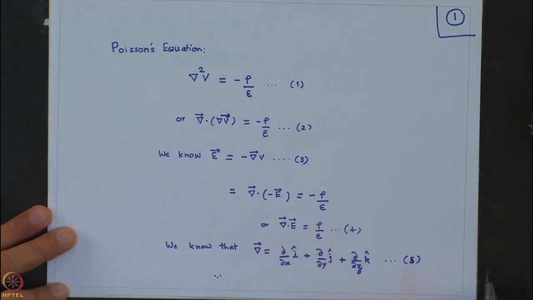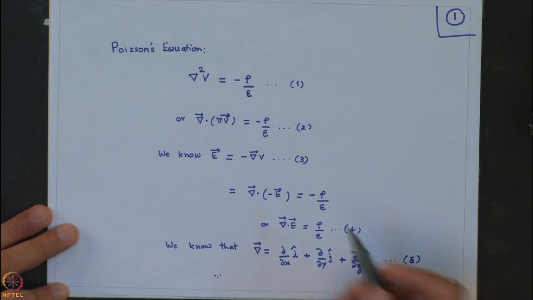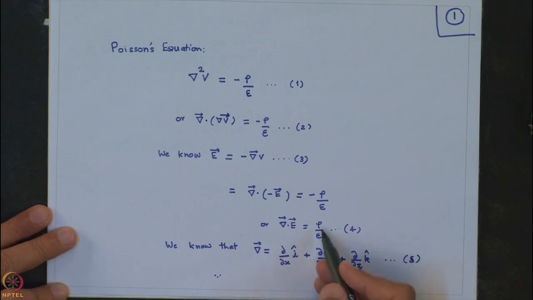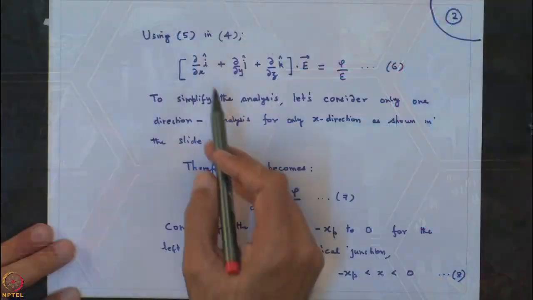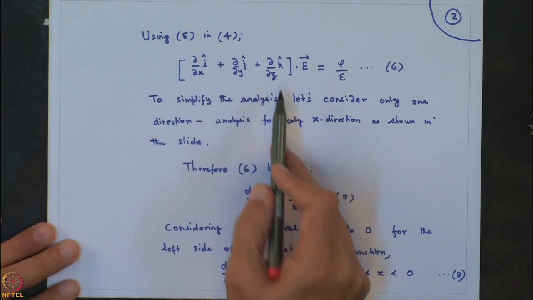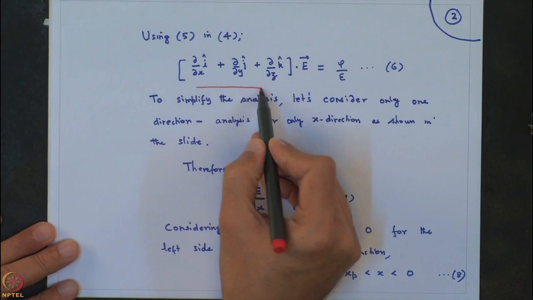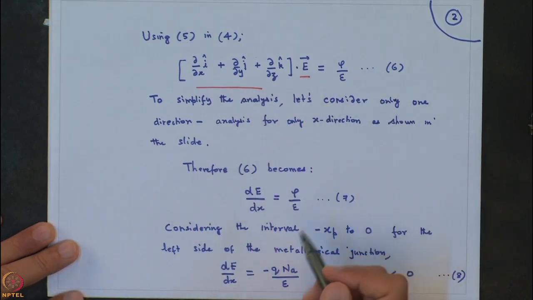Now, knowing that E is nothing but the negative gradient of V, we can further simplify this and get del dot E equal to rho by epsilon. As you can see in equation 5, we define del by this expression in terms of the partial derivatives with the unit vectors i, j and k. Now, if we use equation 5 in equation 4 and put these partial derivative expressions there, we get del dot E equal to rho by epsilon.